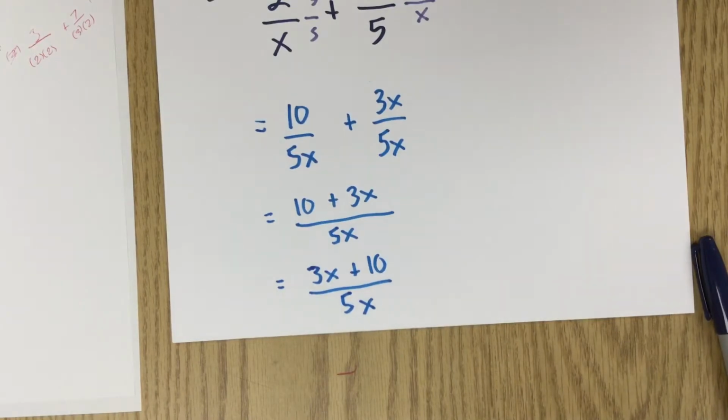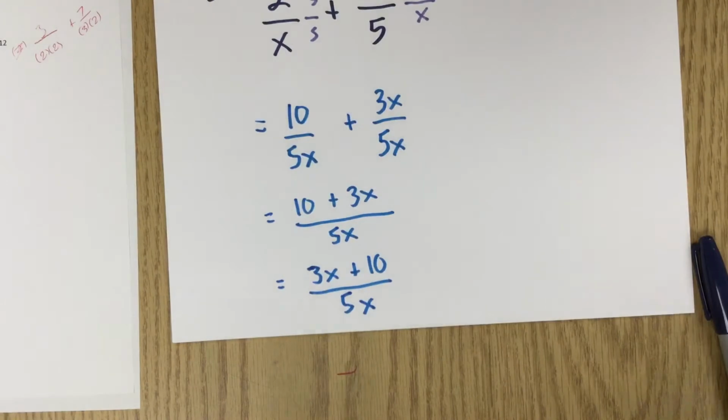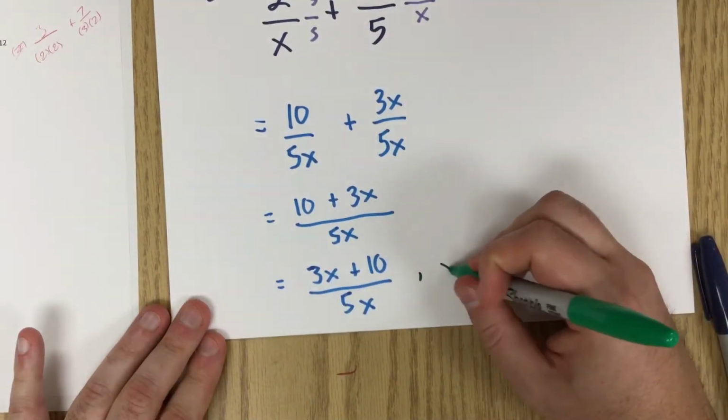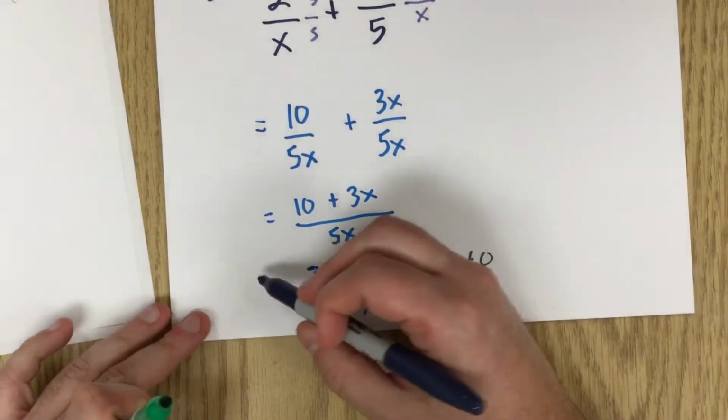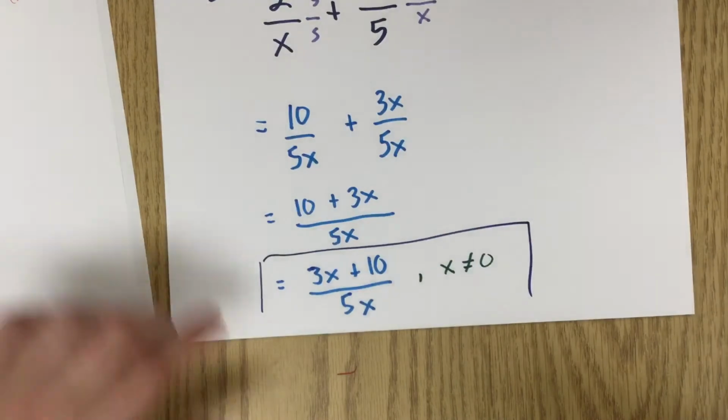Much like the multiplication and division, there are restrictions. We have to look for any restrictions. No restrictions there. X cannot be 0. So what we can see is that x is not equal to 0. There we go. That's 2 over x plus 3 over 5.